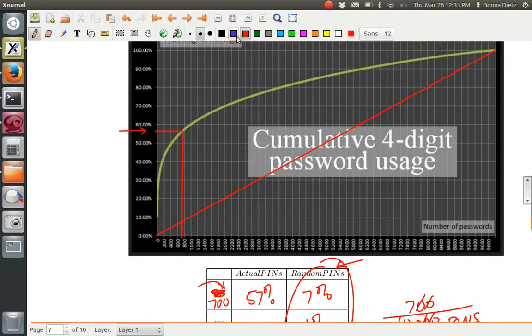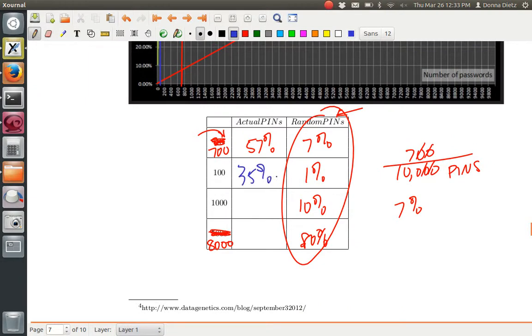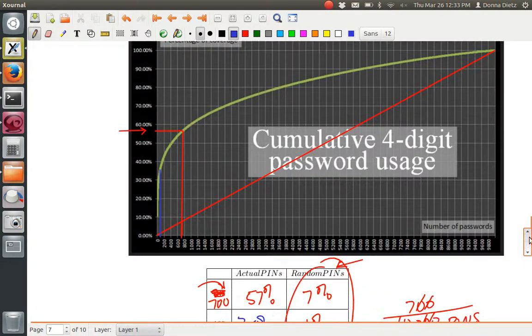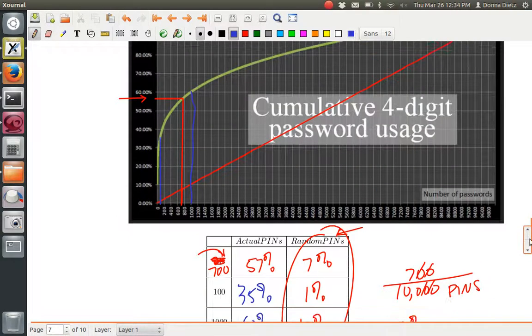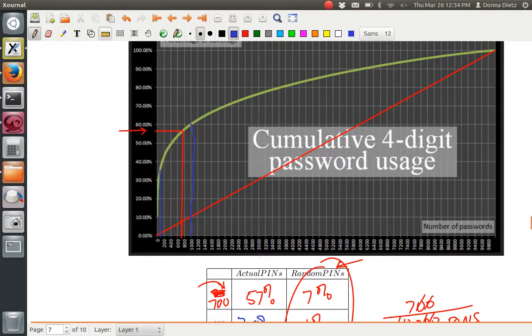Let's see what happens. Okay, so then this 100 is somewhere in here, and so that's about 35%. And what about 1,000? Well, let's look at that. Look over here at 1,000, and it's 60%. And what about 8,000? Look over here at 8,000, somewhere over here, right, there we go. And when we're up here, and we trace back, it's about 95%.